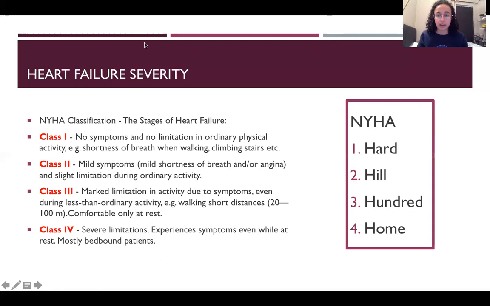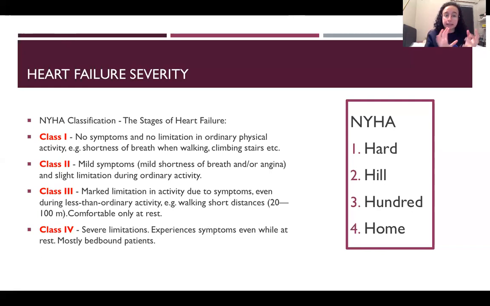This is a mnemonic I find really helpful. Class 1, they can do hard exercise before they get breathless. Class 2, they can go up a hill and then they get breathless. Class 3, they can walk 100 meters and then they get breathless. And class 4, they can't leave home without getting breathless. And quantifying that is good to work out their functional status.